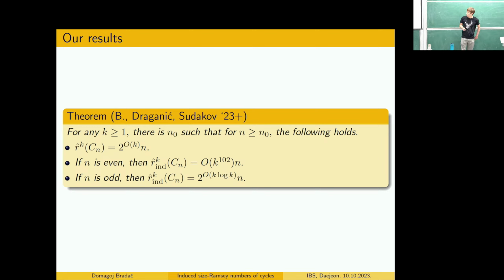So in our paper, we improve some of these bounds. So again, we think of k as being a small number of colors and n being much larger compared to k. So for the size-Ramsey number of cycles, we obtain a bound which is exponential in k times the length of the cycle. And for the even induced cycles, we obtain a bound which is polynomial in k, actually k to the 102 times the length of the cycle. And for odd cycles, for the induced size-Ramsey problem, we obtain a bound which is exponential in k log k times the length of the cycle.